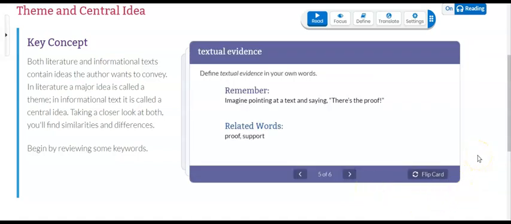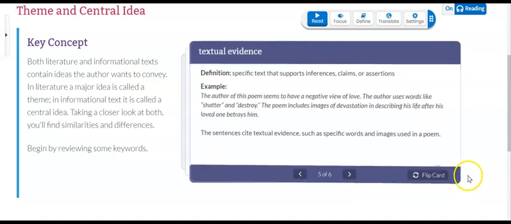Textual evidence. Imagine pointing at a text and saying, "There's the proof." Example. The author of this poem seems to have a negative view of love. The author uses words like shatter and destroy. The poem includes images of devastation in describing his life after his loved one betrays him. The sentences cite textual evidence, such as specific words and images used in a poem.